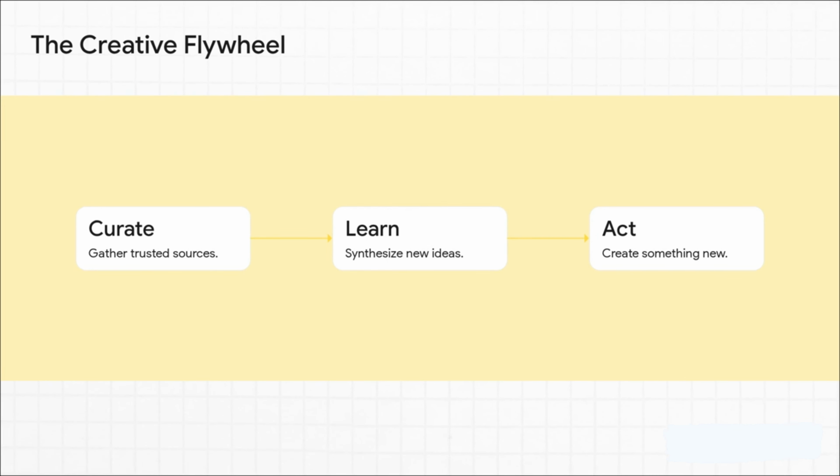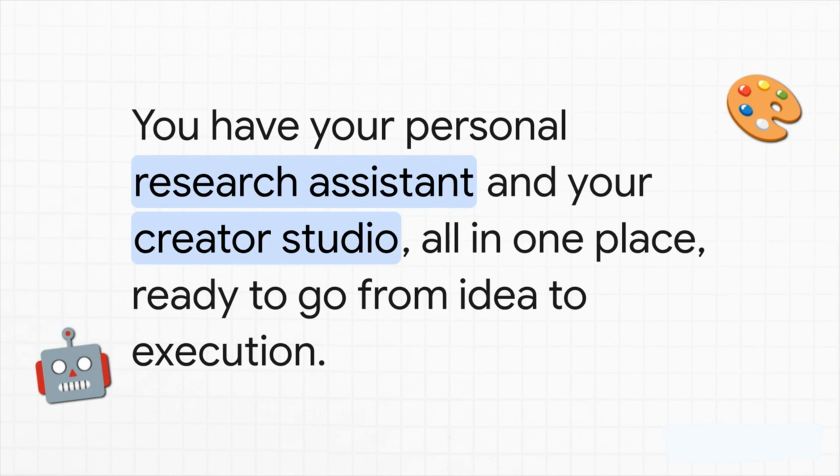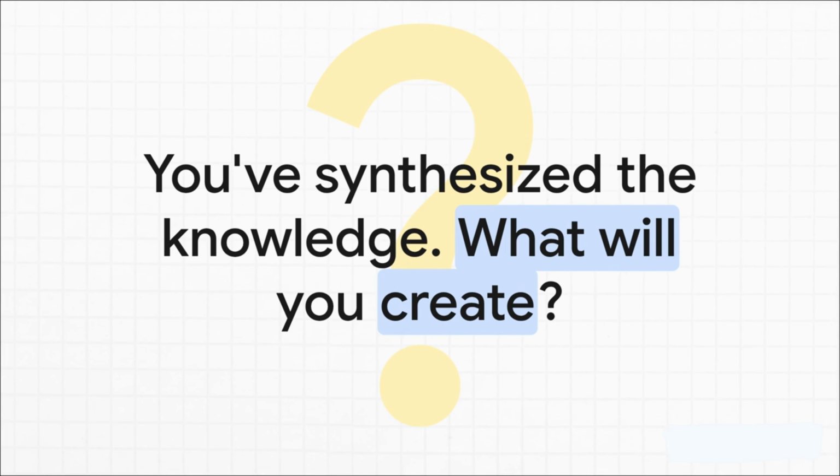And that brings us right back to our 3-step framework, which really works like a creative flywheel. You curate your trusted sources, you learn and synthesize new ideas from them, and then you act by creating something new. And guess what? That new thing you create can then become a source for your next project. It just keeps going. With this system, you're not just organizing information anymore. You have your own personal research assistant and your own creator studio all in one place. You're ready to go from just an idea all the way to execution. This whole process just empowers you to build on a solid foundation of trusted knowledge.